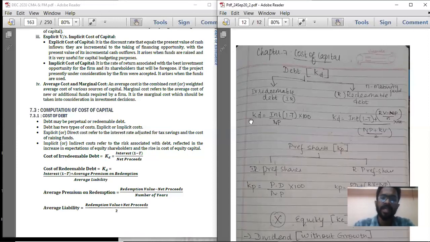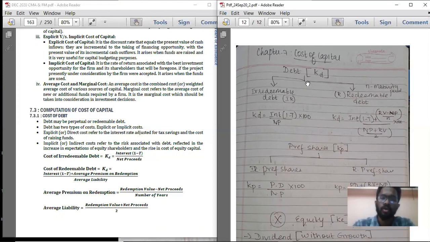Below that, record debt within bracket KD. KD is nothing but cost of capital. When it is KD, that is cost of debentures. When it is KE, that is cost of equity. And when it is KP, then it is cost of preference share capital. So now record debt within bracket KD. KD is nothing but cost of debt.